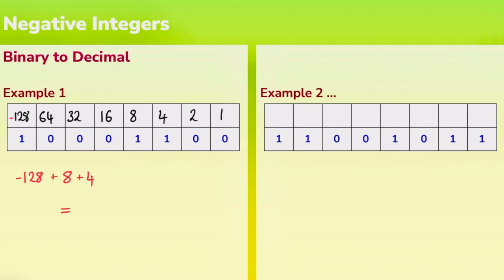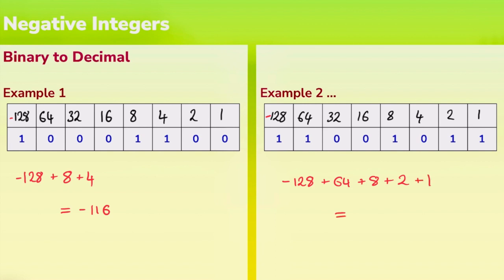And this will give us negative 116. Why don't you have a go at working out example 2? For example 2, we do the exact same thing. We place our placeholders in, we take the 128, and we turn it into a negative. In this case, negative 128 plus 64 plus 8 plus 2 plus 1 gives us negative 53.